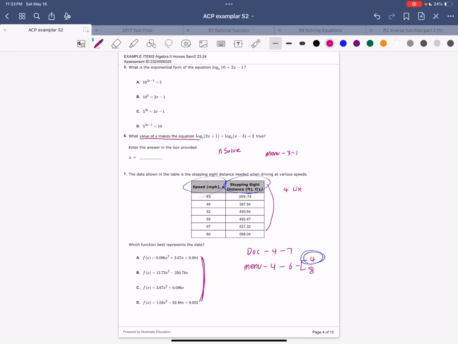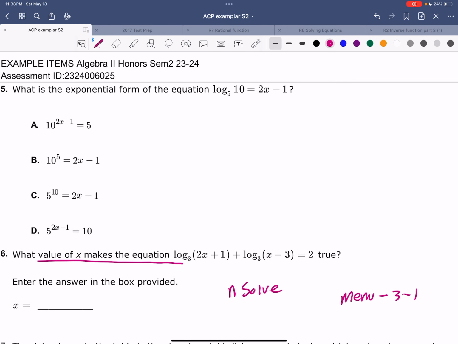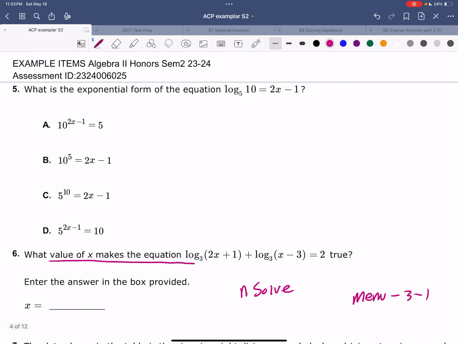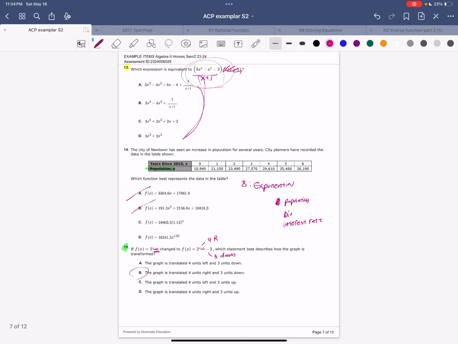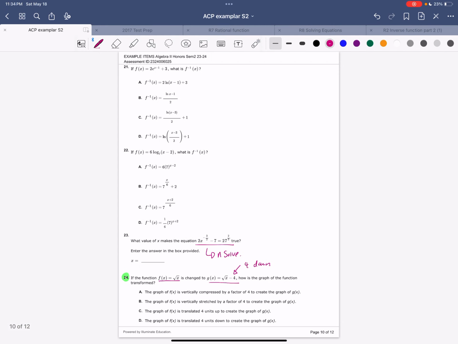So let me go over this one. Question number 5. It says, what is an exponential form of the equation here? Very easy. It's a logarithmic. Always circle the base. So what you have to do is the beautiful curve. So remember, base becomes a base. So 5 to the, what's another number that I circled? 2x minus 1 is equal to 10. That's it. One step. So the answer is going to be D. If you have this question, you should rejoice because that's a straight up one step question.